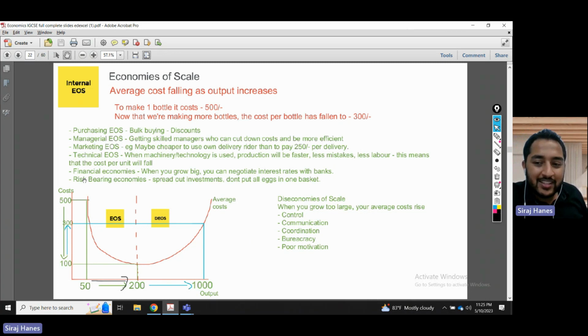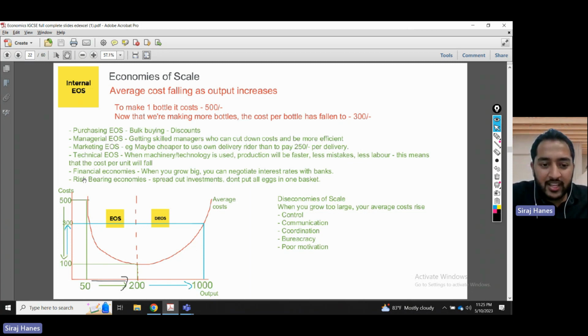Technical economies of scale. Earlier, we were getting, for example, human labor to fill the water bottles manually. Now you can implement a whole machinery system where everything is automated, so it's producing at a faster rate, less mistakes, less labor. The cost per unit will fall. Labor is expensive, guys. So is capital, yes, but capital is a one-time cost. Labor is a forever cost. So overall, the cost will fall.